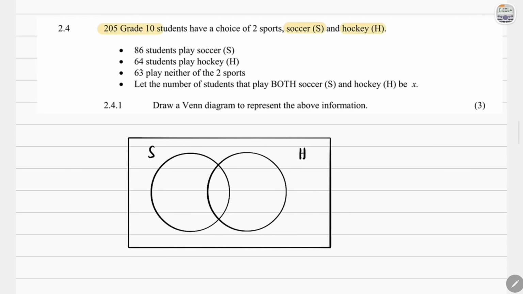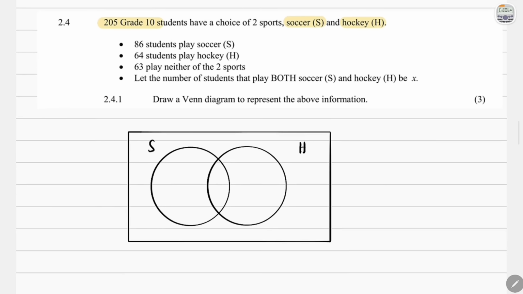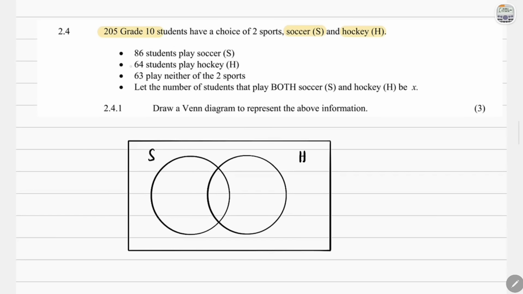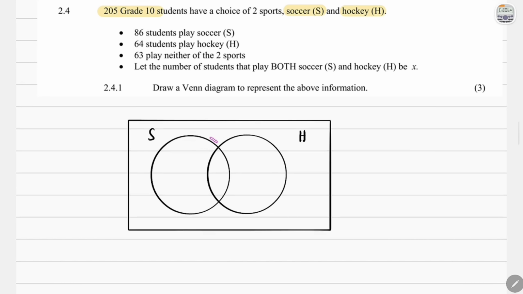Now, when filling in your Venn diagram, always start with the intersection, because when they tell you info like 86 students play soccer, they're saying the 86 students in this entire circle play soccer. That includes the intersection. So we can't just write 86 here because that would stand for the students who play soccer only and not hockey. So that's the reason we need to start with the intersection. So they said that should be X, so we'll call it X.